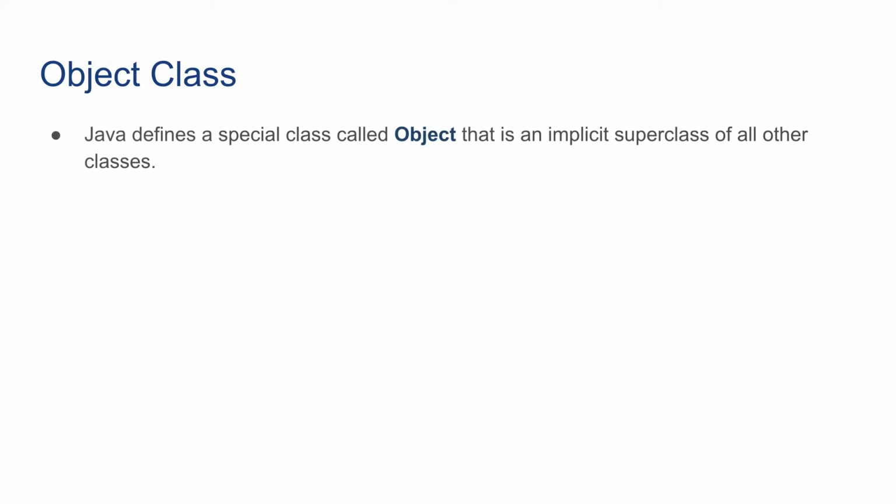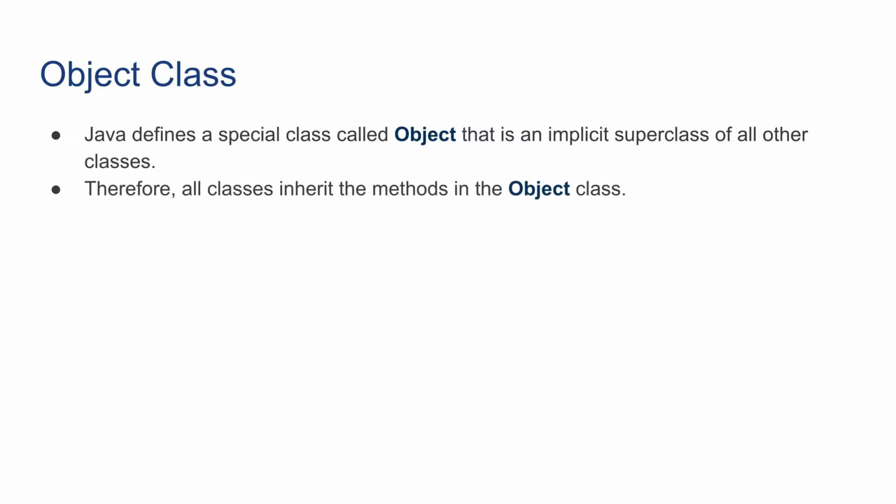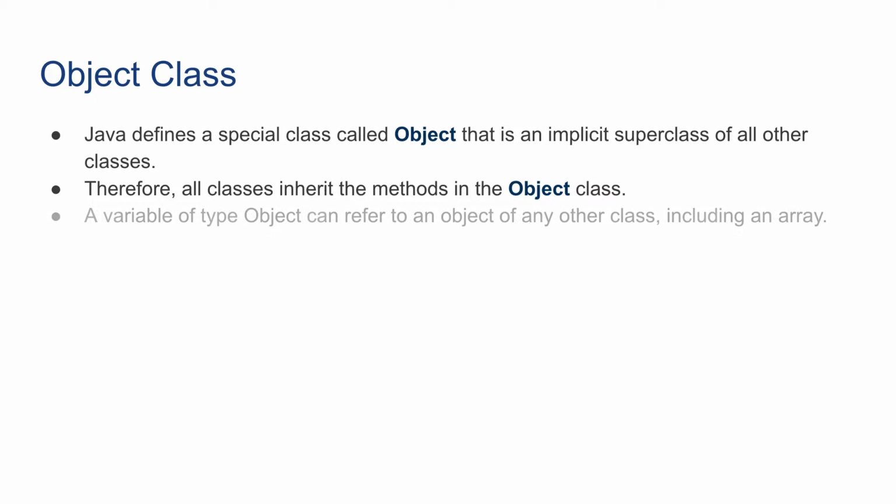Finally, let's talk about the Object class. Java defines a special class called Object that is an implicit superclass of all other classes. Therefore, all classes inherit the methods in the Object class. A variable of type Object can refer to an object of any other class, including an array.